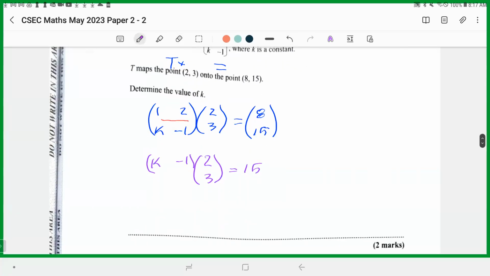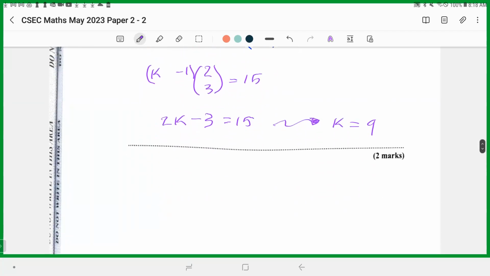So multiply that row by that column and work out the k. So it's k times 2, that's 2k, and minus 1 times 3, that's minus 3, that equals 15. And that implies, over the 3, I add, I get 18. 18 divided by 2 is 9. So the k is 9. You can check it. 2 times 9 is 18. 18 minus 3 is 15. So you know that that is correct. So sometimes as you work, you can just be checking along. K equals 9. Done.